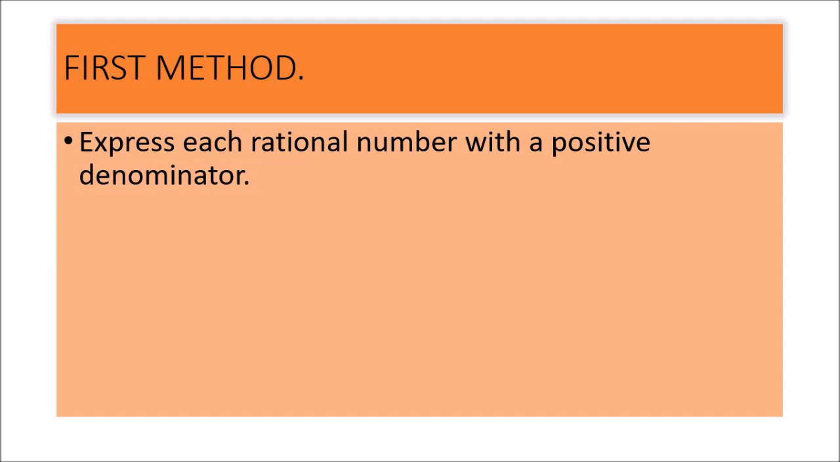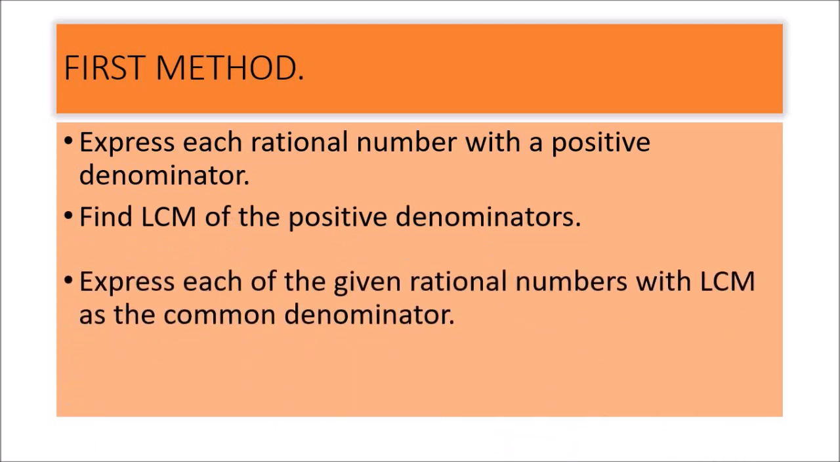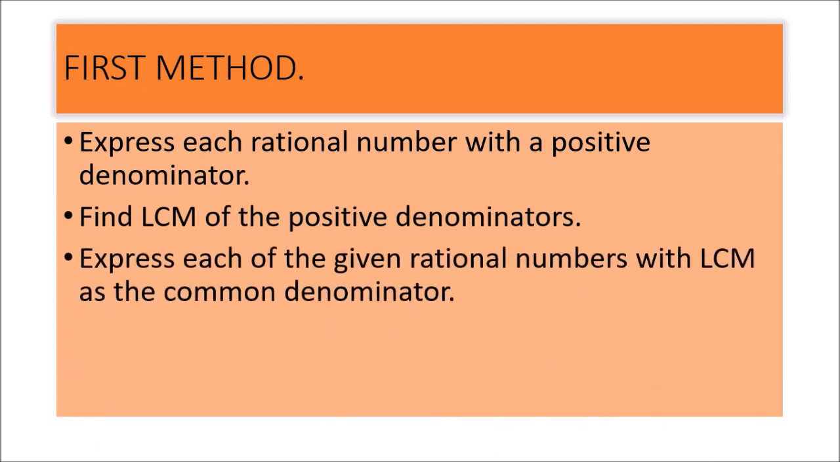So whenever you are given two or more rational numbers, always make it in the standard form by writing it with a positive denominator. Second step, find the LCM of the positive denominators. Third step, express each of the given rational numbers with the LCM as the common denominator. After finding the LCM, you should write all the given rational numbers with the common denominator as the LCM.